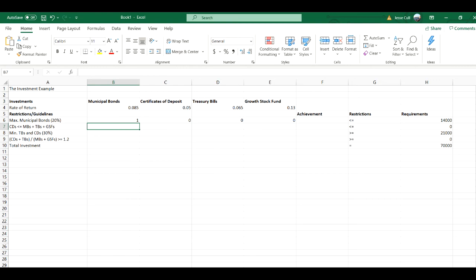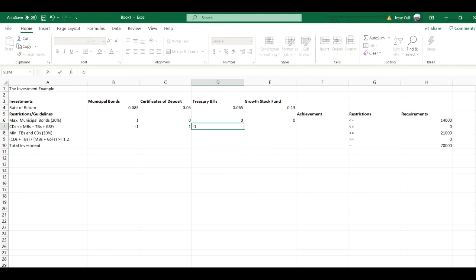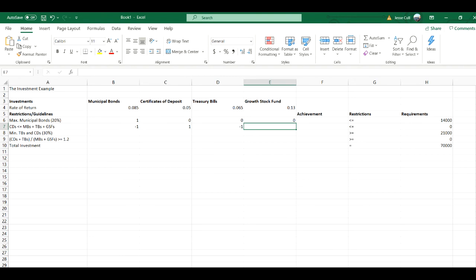So total return is equal to this rate of return times total municipal bonds, plus this rate of return times total number of certificates of deposit, plus this rate of return times total treasury bills, plus this rate of return times growth stock fund. Right now it will be 0 because we haven't invested any money.